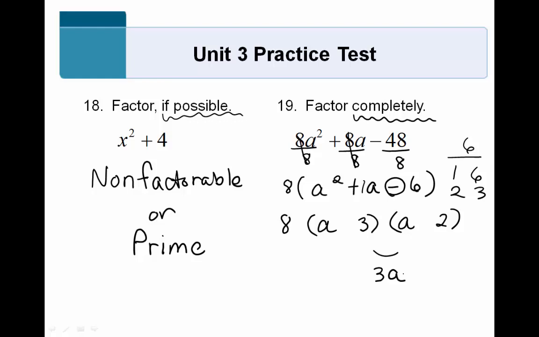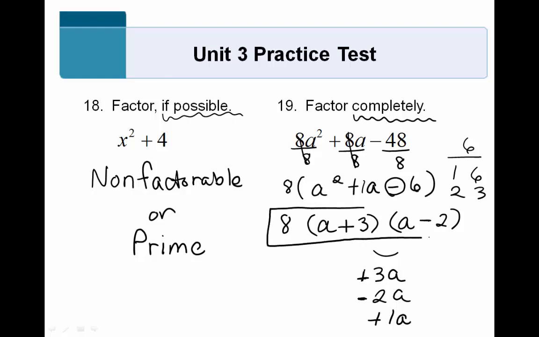3a. 2 times a is 2a. To get a positive 1a, this is negative, this is positive. So we have 8 multiplied by a plus 3 multiplied by a minus 2. Or you can have 8 multiplied by a minus 2 multiplied by a plus 3. Don't forget to put the 8 in your answer.